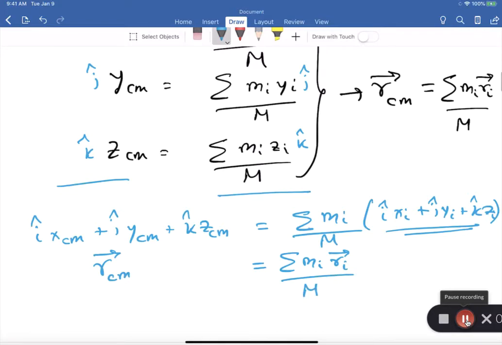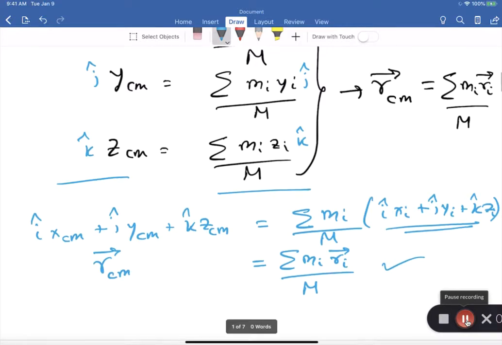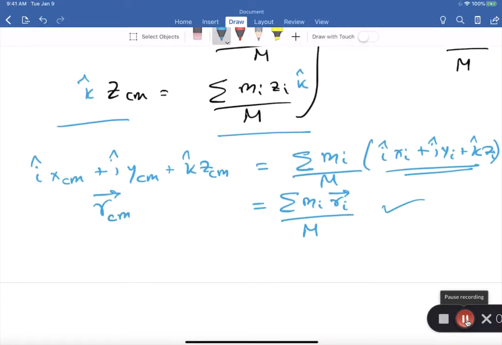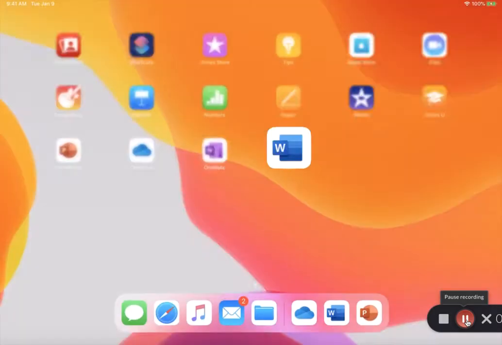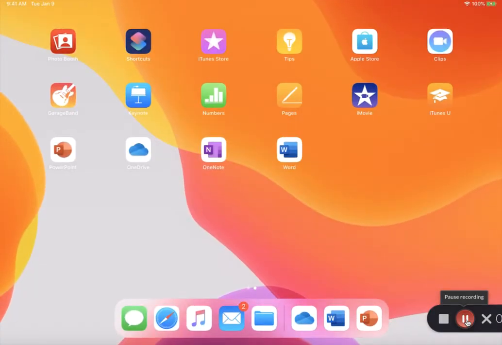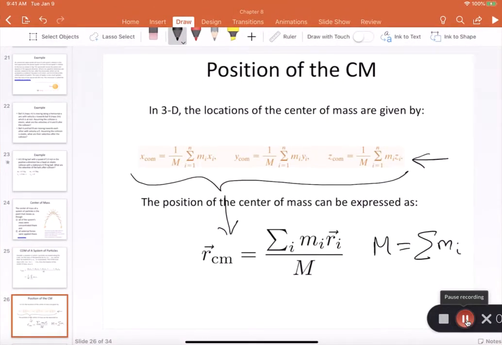And so we have derived the formula for the position of the center of mass. Okay, so what can we do next? The next thing that we can derive is a formula for the velocity of the center of mass. Okay, so moving on to the next slide.